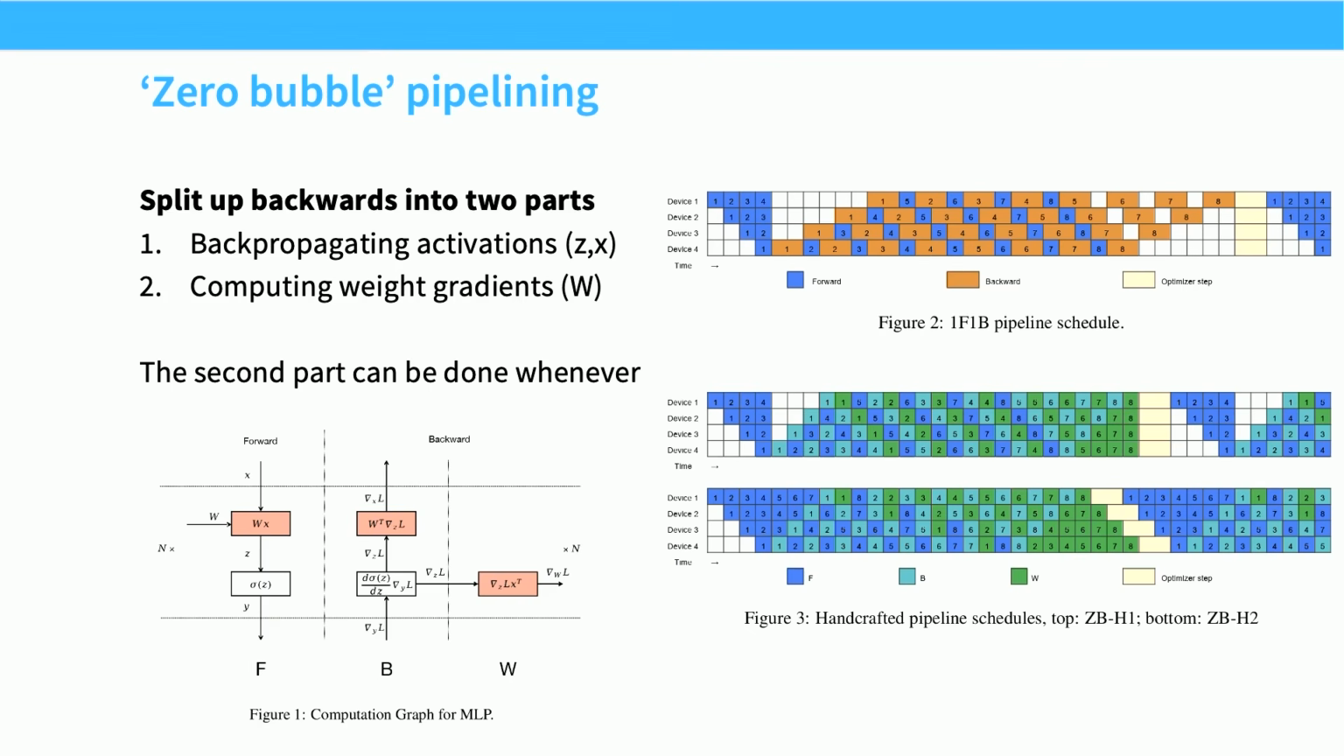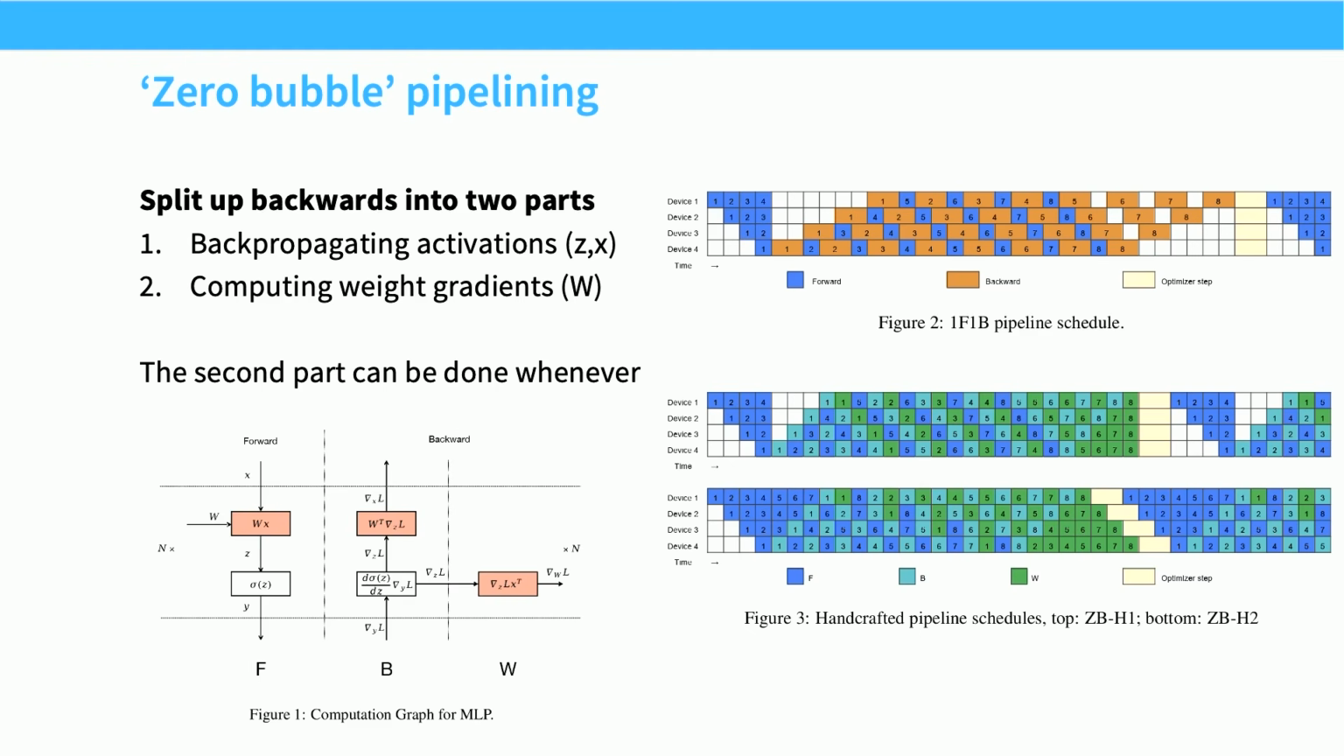On the other hand, the derivative with respect to the weights is kind of a leaf node, so to speak, on this graph. And I can do it whenever, right? And so the clever thing to do now is you separate these two. You've got your B's over here. These B's are the backwards, propagating backwards. And then these W's are computing the derivative of the weights, and they can happen whenever.